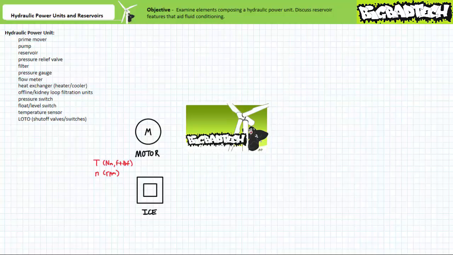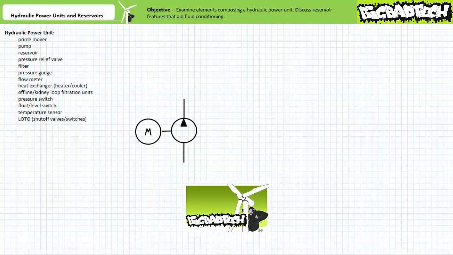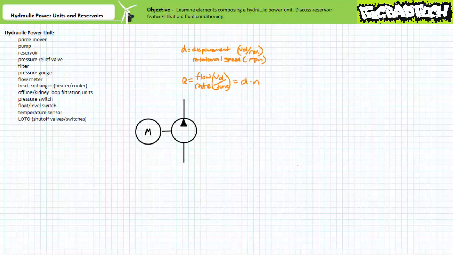The relationship of torque, rotational speed, and mechanical power as it relates to electric motors is explored in other supporting lectures at the Big Bad Tech channel. The rotational mechanical output of the prime mover is used to turn the drive shaft of a pump, ordinarily a gear, vane, or piston pump. Pumps, regardless of the type, convert rotational mechanical power into fluid flow, a quantity calculable by multiplying the volumetric displacement per revolution times the number of revolutions per unit time.